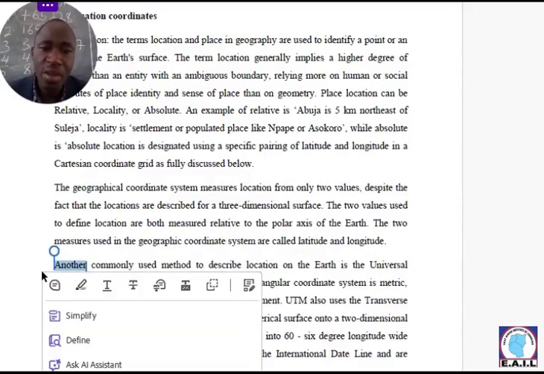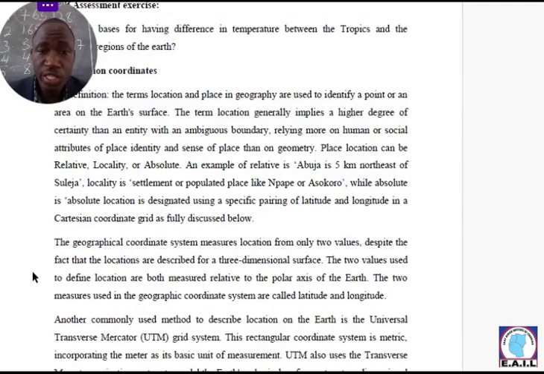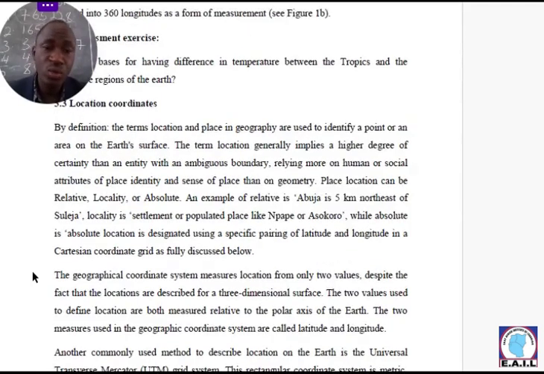Last time we looked at location coordinates. That was our last session, where we are going to pick up from. This time around we are going to be looking at location and places in geography, and how they can be used to identify or are identified on an area of the Earth's surface.